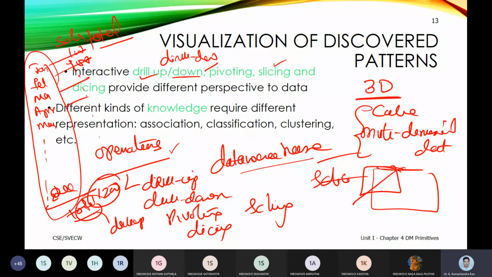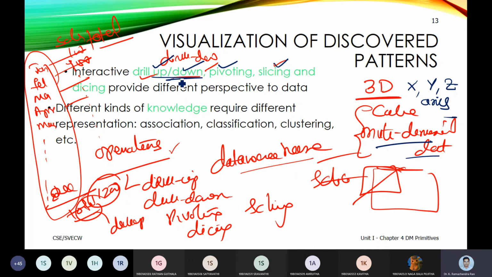When we are talking about a data warehouse, we call it multi-dimensional. That is, it can be represented on the x-axis, y-axis and z-axis. That's the reason why we call it multi-dimensional content. And in this multi-dimensional content, we can go with drill down, drill up, roll up, pivoting, slicing, dicing. Such types of operations we can make.